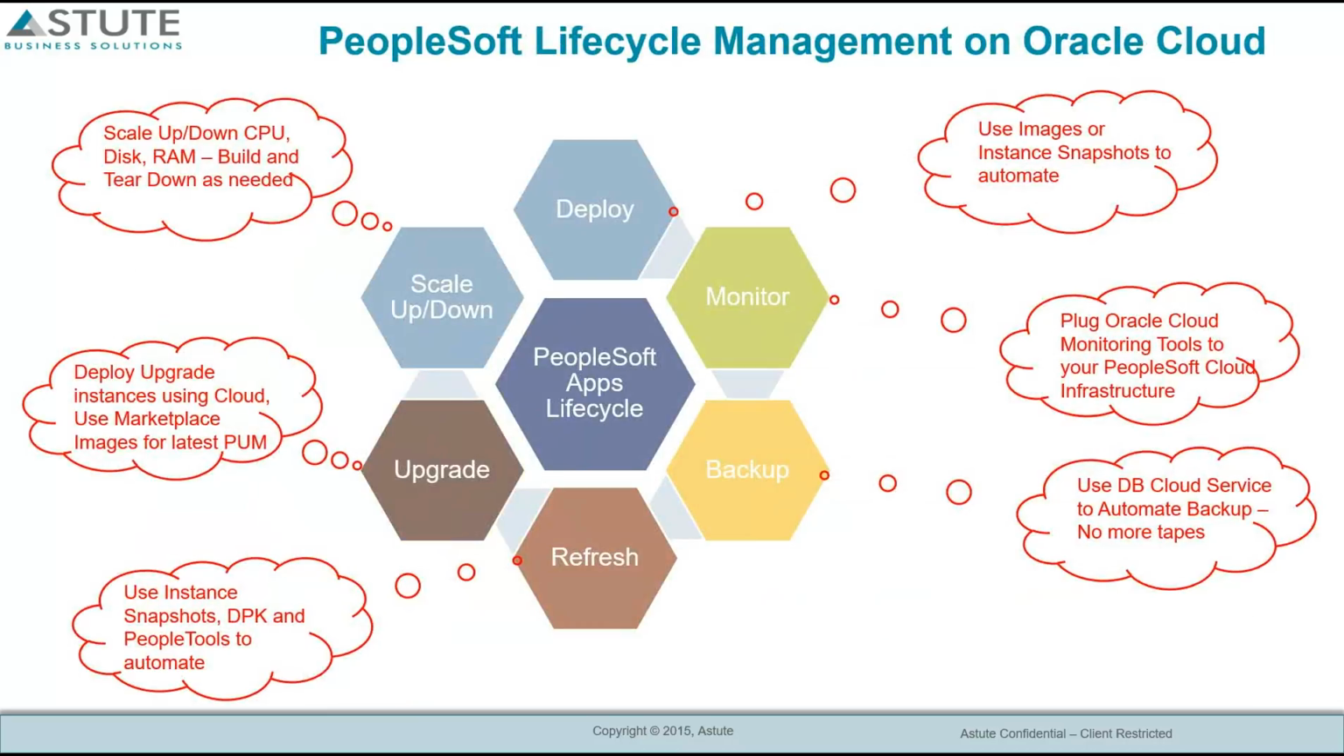So now let's take a look at the same set of lifecycle management activities and how you can do that. So when you're deploying, you don't have to install everything from scratch. You can use images, you can use marketplace images, or you can create your own, or you can take a snapshot of an entire instance. Again, it's a few buttons that you click on the cloud portal, and I'll show you an example of that.